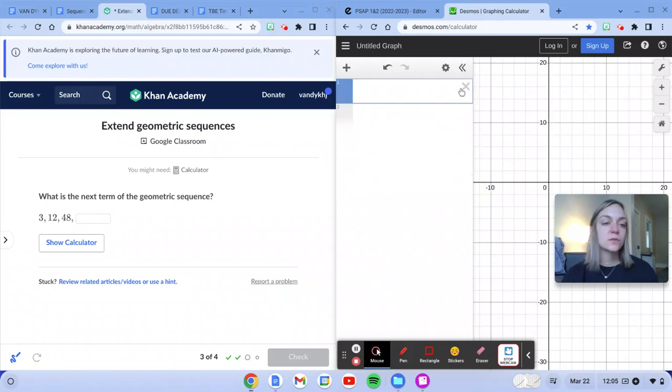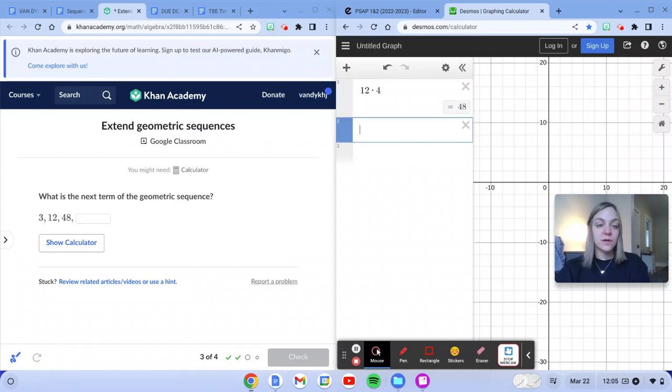Looking at this next sequence, I go from 3 to 12 to 48. These numbers are obviously getting bigger. So 3 times some number gives us 12. Most of us will know that 3 times 4 gives us 12. 12 times 4 gives us 48. 48 times 4 gives us 192, which is the next term in the sequence.